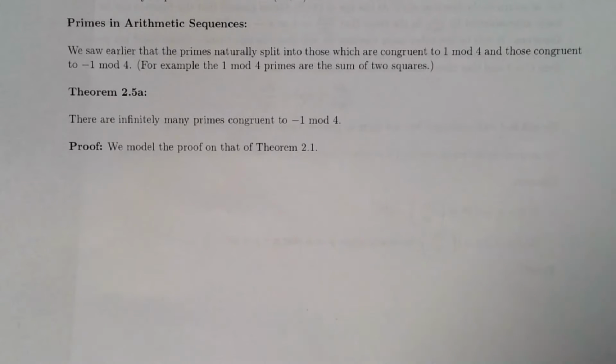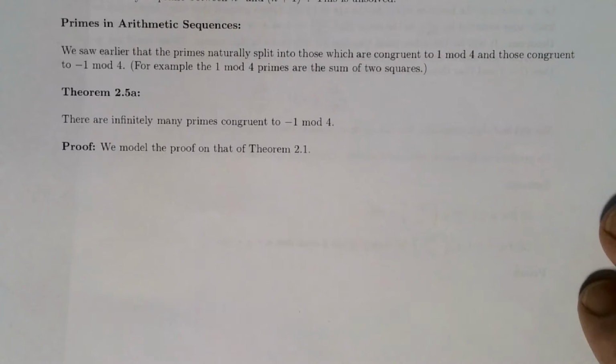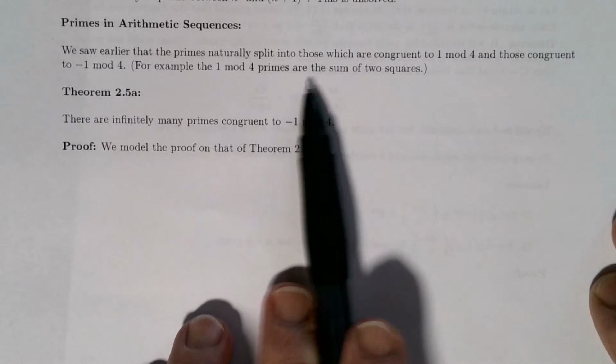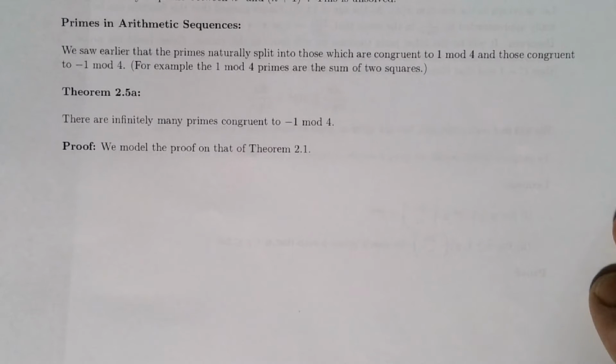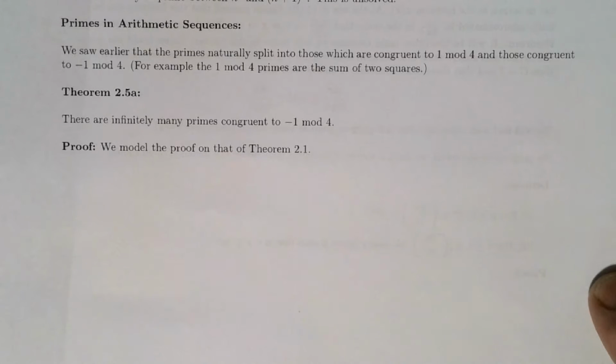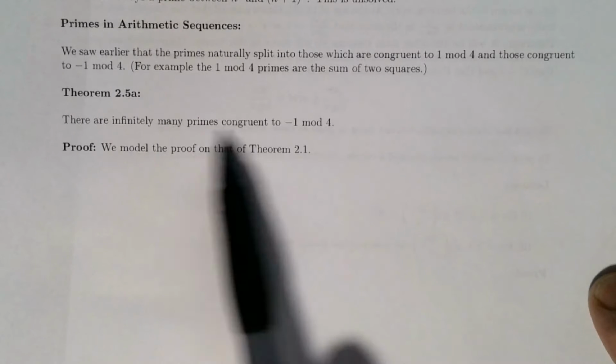So we saw earlier that there are infinitely many primes, and that the primes naturally split into those which are congruent to 1 mod 4 and those that are congruent to minus 1 mod 4. For example, we saw that the 1 mod 4 primes are the sums of two squares. In this bit, I'm just going to prove that there are infinitely many. We know there are infinitely many primes, but in fact there are infinitely many primes congruent to 1 mod 4 and infinitely many primes congruent to 3 mod 4, or minus 1 mod 4. And so that's our next little theorem here.